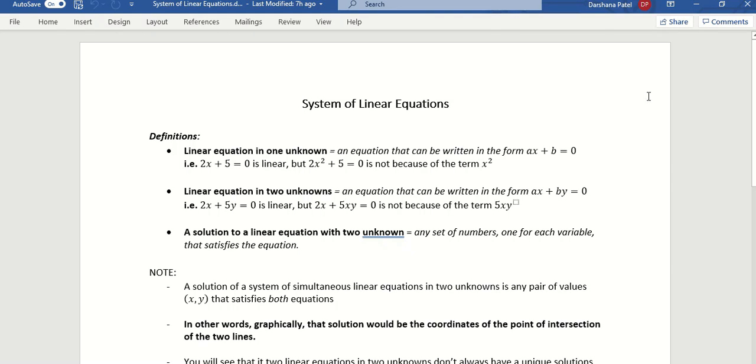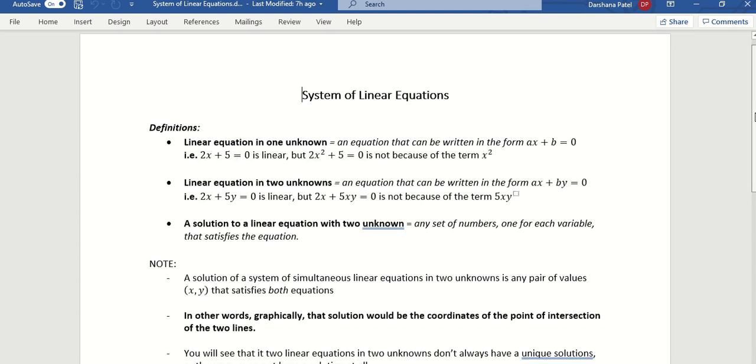System of linear equations. Linear equation in one unknown. An equation that can be written in the form ax + b = 0 will be a linear equation in one unknown. So here the unknown will be x, and a and b can be any number. For example, 2x + 5 = 0 is linear, but 2x² + 5 = 0 is not because of the term x squared. So the x has to have only one as exponent, no other exponents.